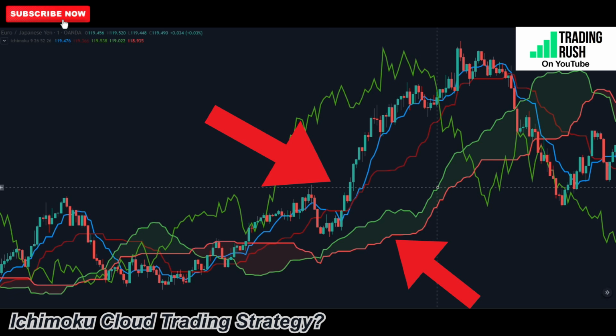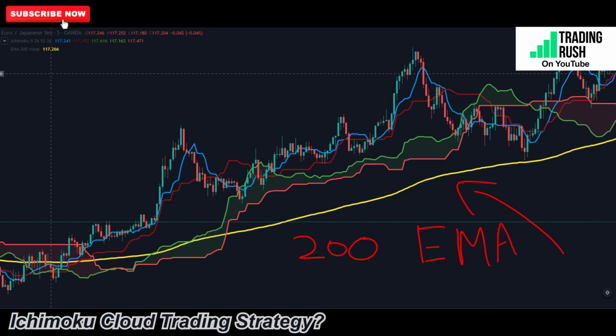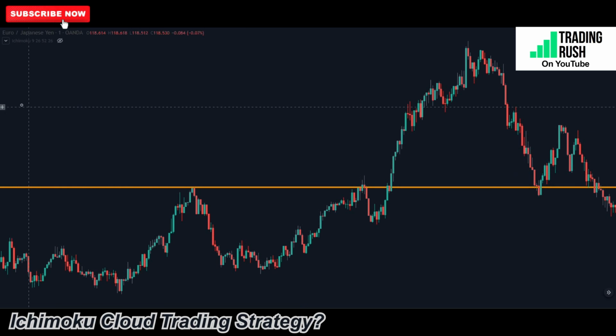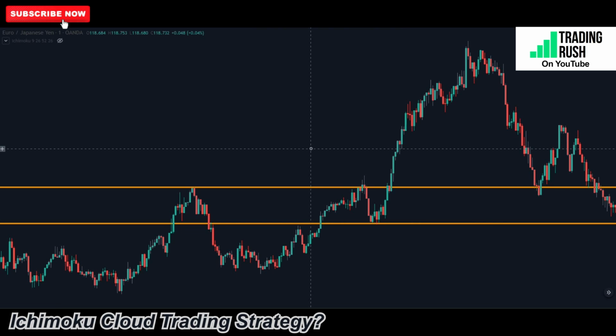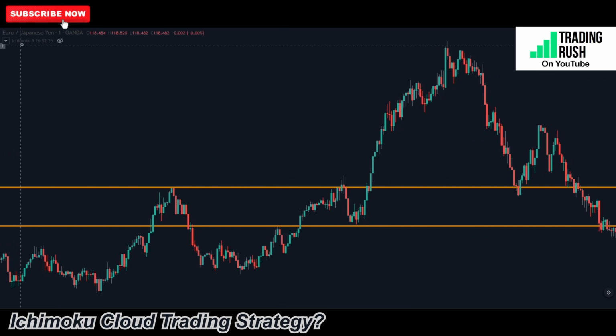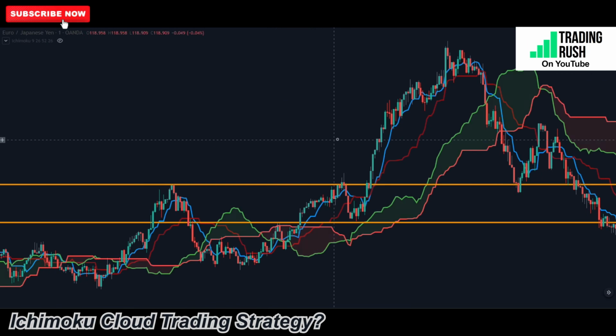If you really want to increase the win rate of this strategy, you can use the 200 moving average to find the long-term trend. Or use multiple time frames to find strong support and resistance. Not all Ichimoku cloud signals will be right, but you can increase your chances of making money by combining Ichimoku cloud strategy with a simple support and resistance strategy.